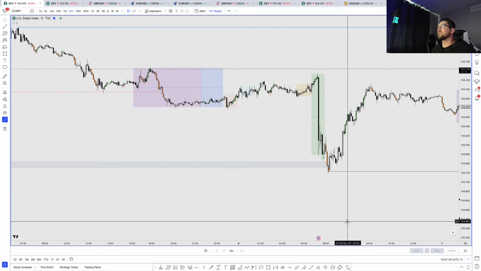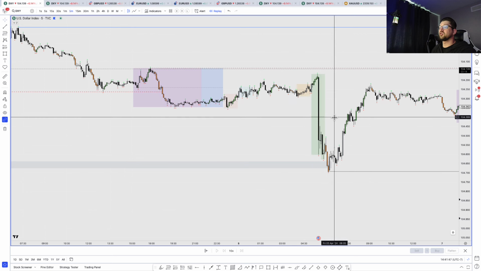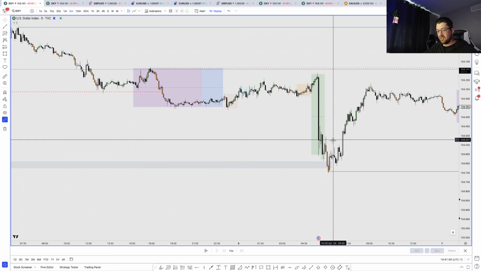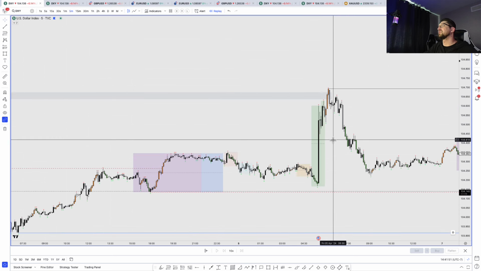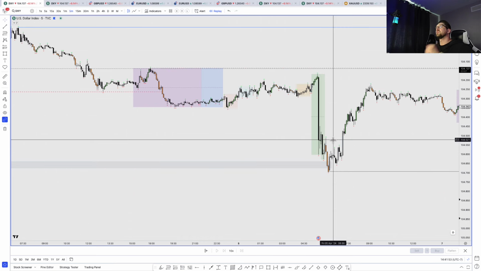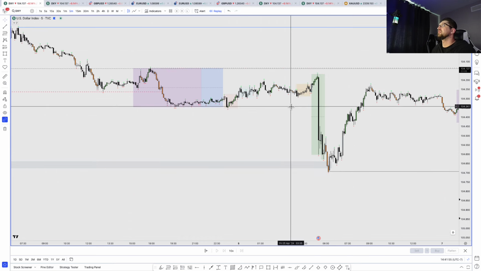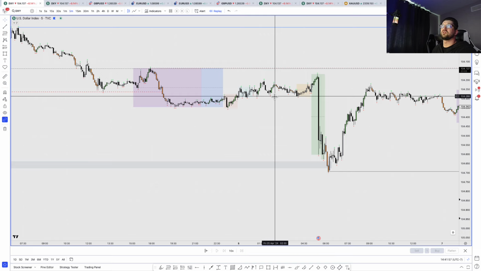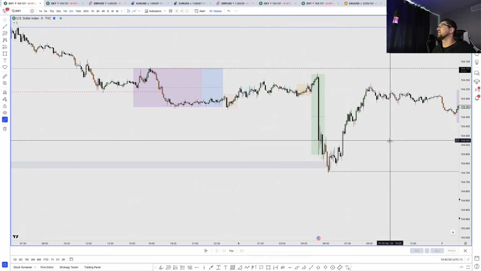So the first thing I want to explain, by the way, this DXY chart is inverted. So the actual chart usually looks like this. I inverted the chart colors and inverted the actual chart, so it's easier to compare to euro and GU.